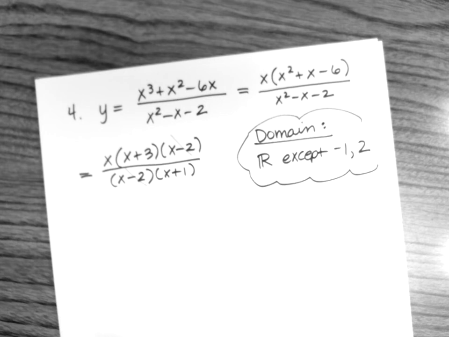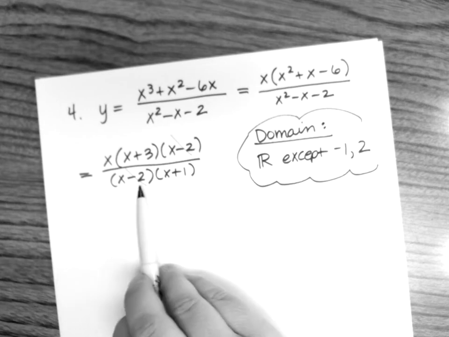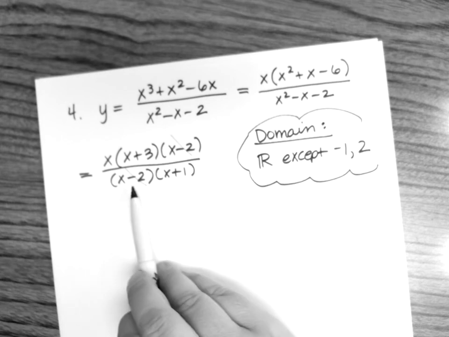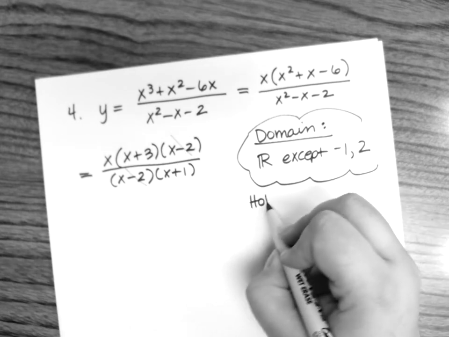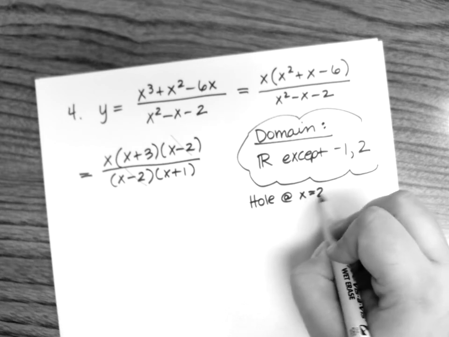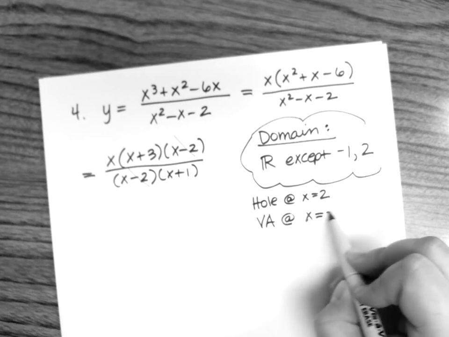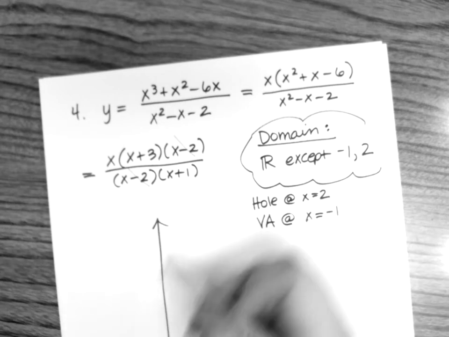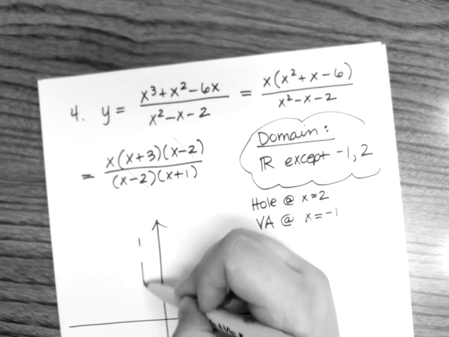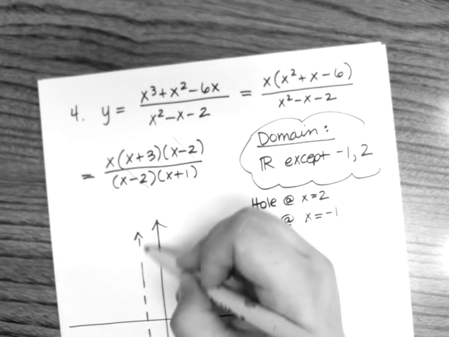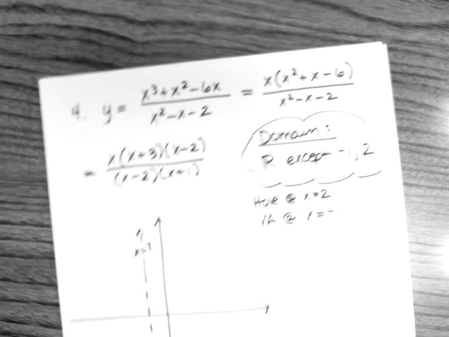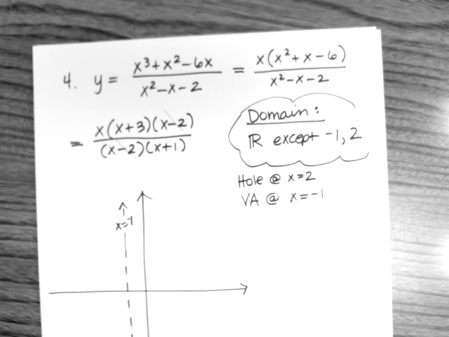Those domain exceptions, those excluded values, will always be either holes or vertical asymptotes. We just said that because it would cancel, the 2 is a hole. So we have a hole at x is 2, and the other one is a vertical asymptote. We have a vertical asymptote at x is -1. So let's pretend that's -1. X equals -1, there's my vertical asymptote. Don't forget the hole, just wait to put it in.